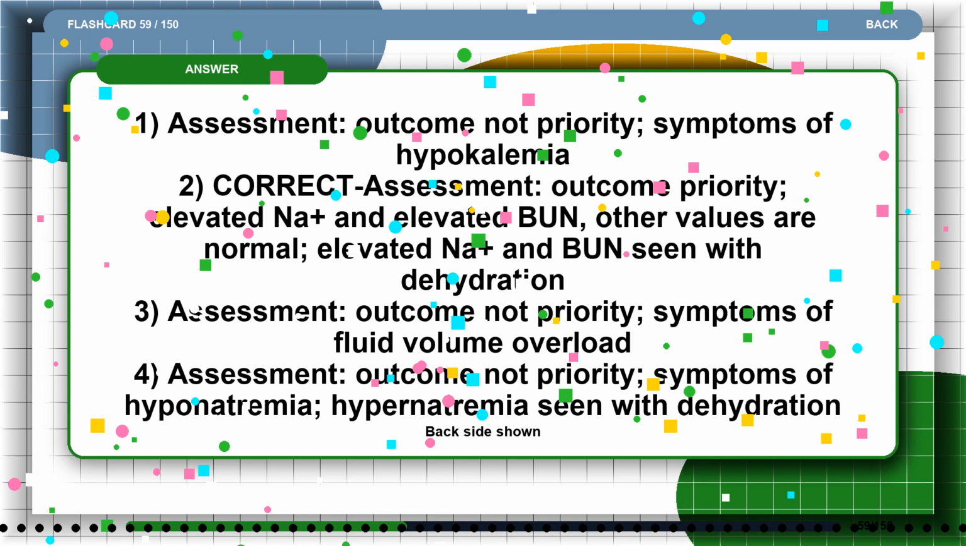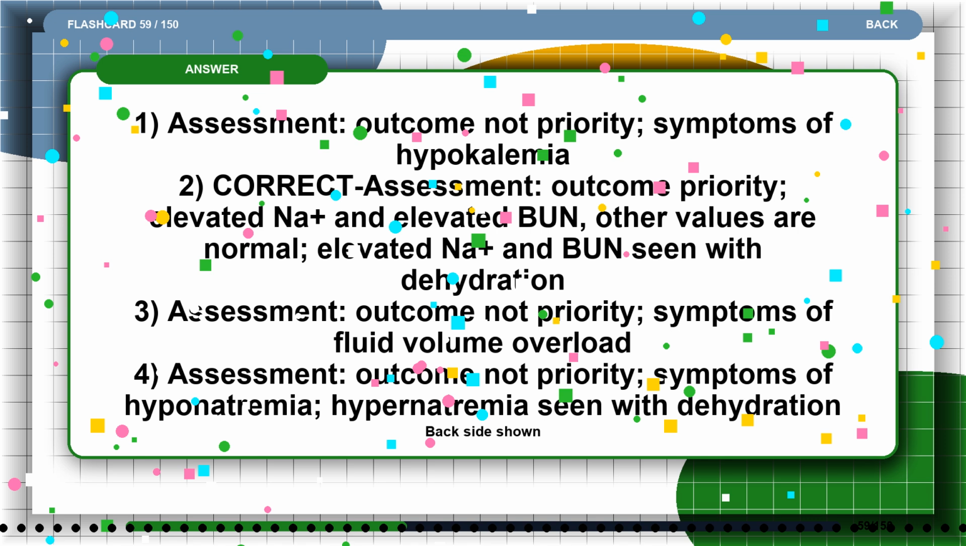The answer is 1. Assessment. Outcome not priority. Symptoms of hypokalemia. 2. Correct assessment. Outcome priority. Elevated Na+ and elevated BUN. Other values are normal. Elevated Na+ and BUN seen with dehydration.